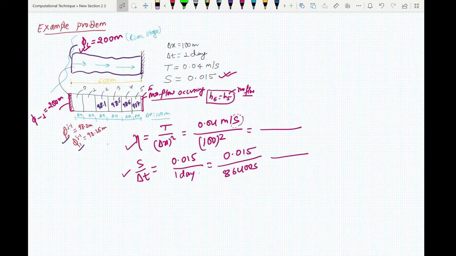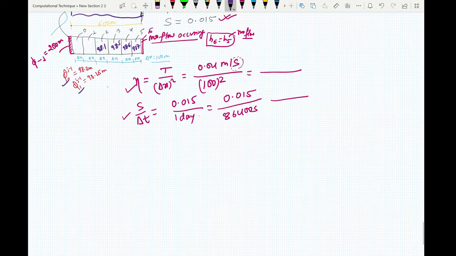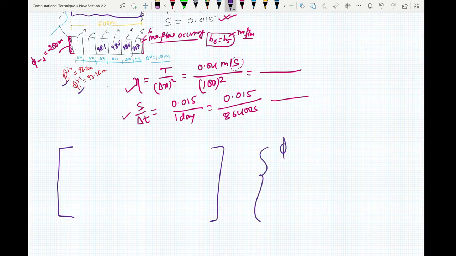And now what you have to do is form the matrix. To form a matrix, since there are six grids, you will have phi 0, phi 1, phi 2, phi 3, phi 4, and phi 5. And this one will be your matrix.